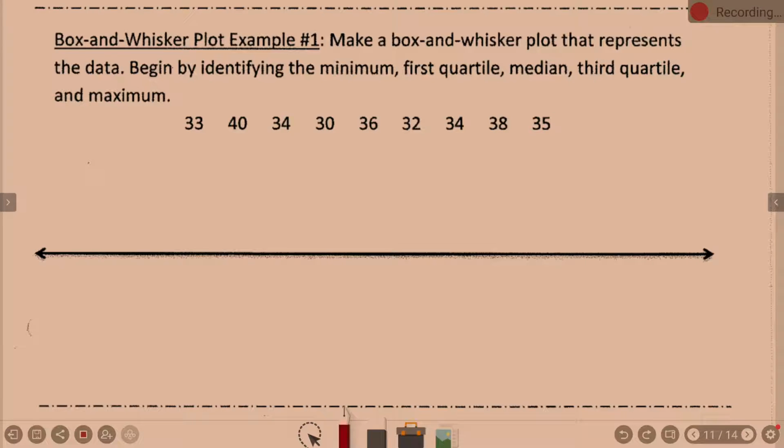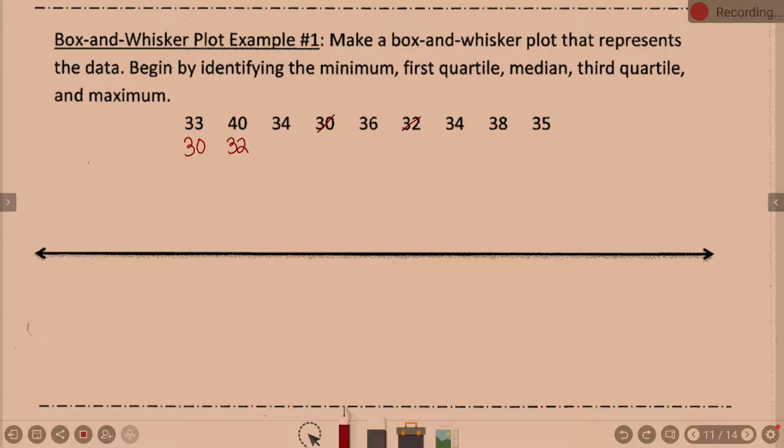Okay, make a box and whisker plot that represents the data. Begin by identifying the minimum, first quartile, median, third quartile, maximum. And then we'll make our numbers for our box and whisker plot. So, first thing we need to do, minimum, maximum. Even before that, I would put the numbers in order, least to greatest, because in order to do median and quartiles, they're going to have to be least to greatest. So let's see, what's our smallest number? I think 30. I think I agree.